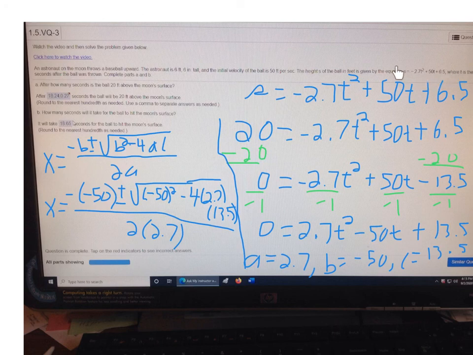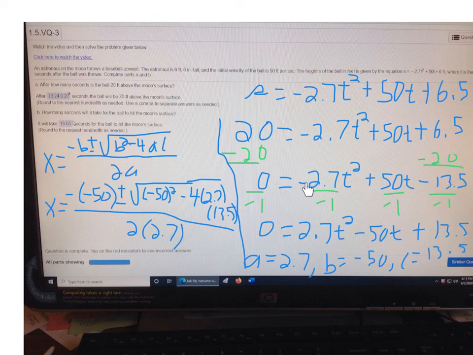So here's the equation we need. t's time, and s is the height of the ball. After how many seconds will the ball be 20 feet above the moon's surface? So here's the equation. You want to put in 20 for s, and then you want to solve for time. So I subtract 20 from each side, and I obtain this equation.